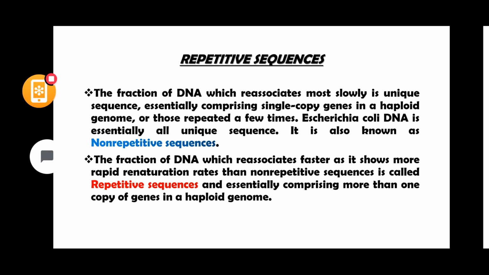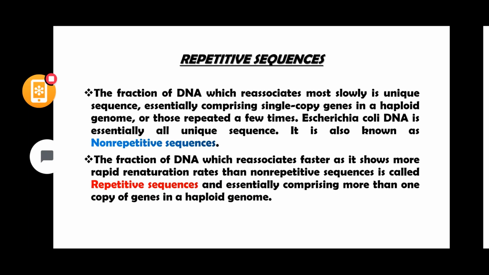Now what are repetitive sequences then? The fraction of DNA which reassociates or renatures faster, as its renaturation rate is higher than the non-repetitive sequence. The non-repetitive sequence means unique sequences. This sequence is called repetitive sequences because these sequences are repeated several times in the DNA, or you can say in the genome. So these sequences are repeated many times, so they can renature much faster than the unique sequences.